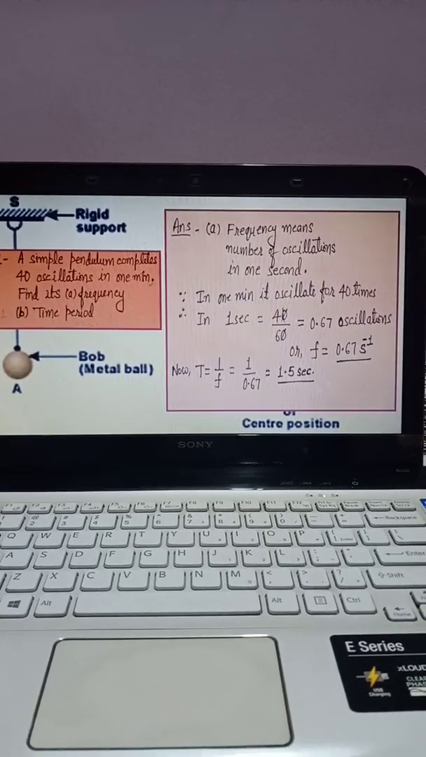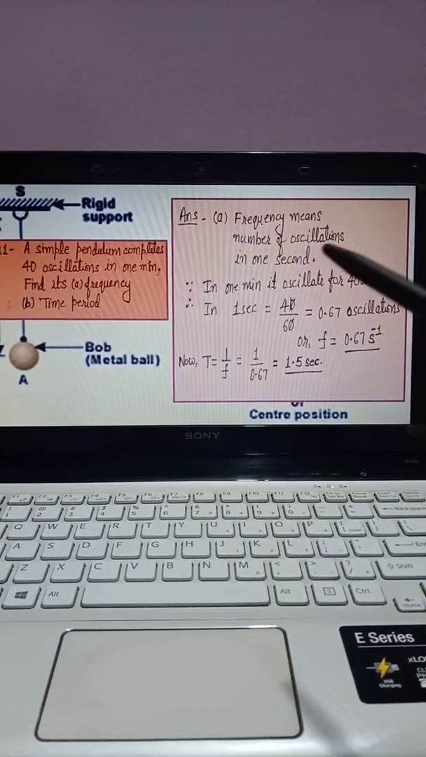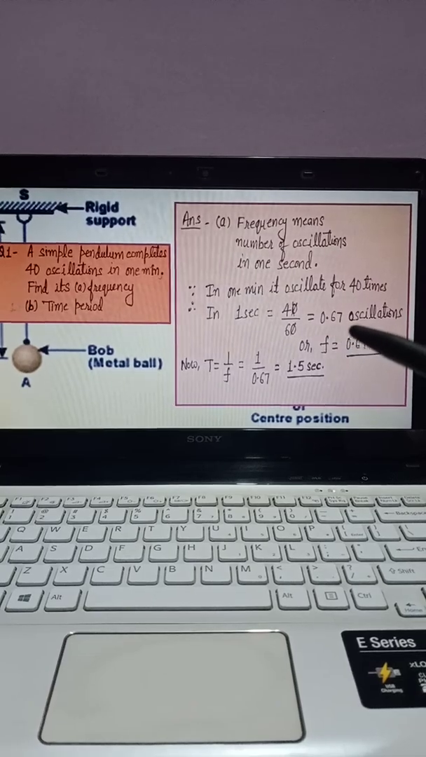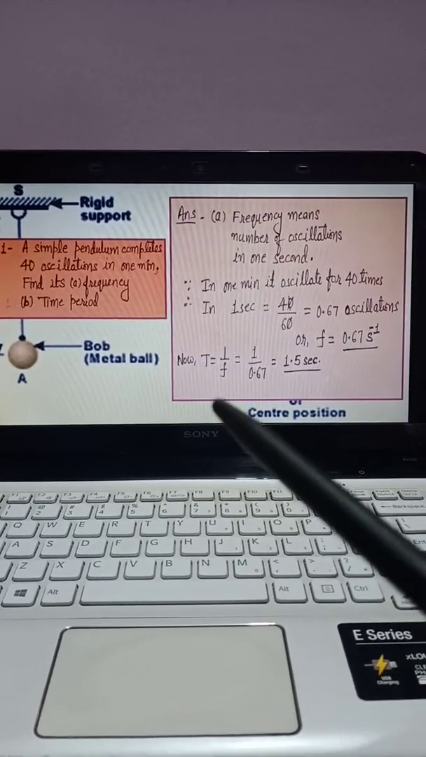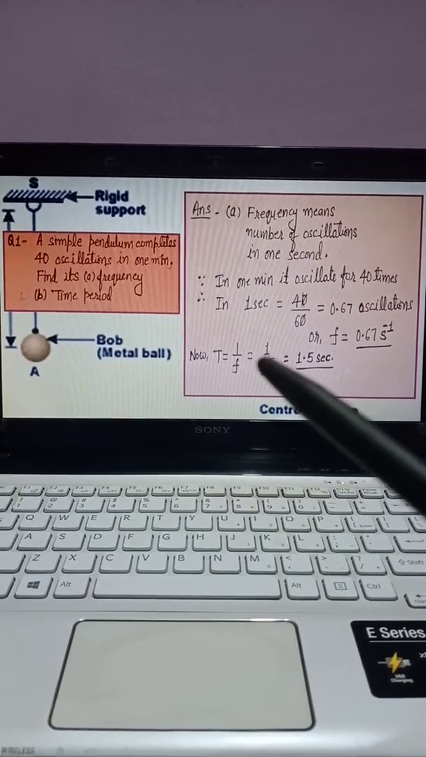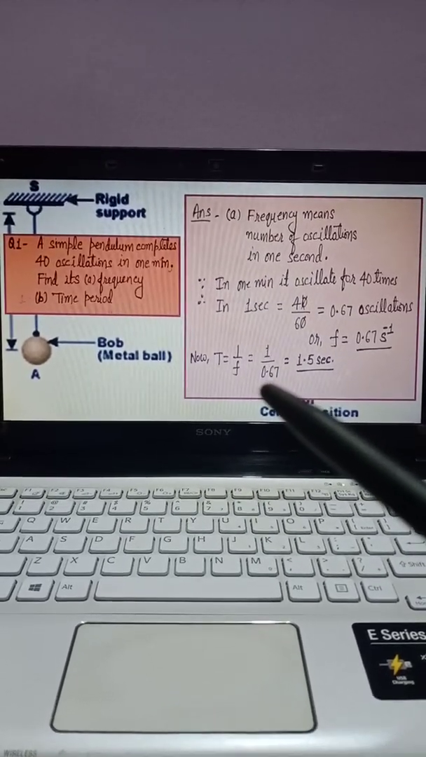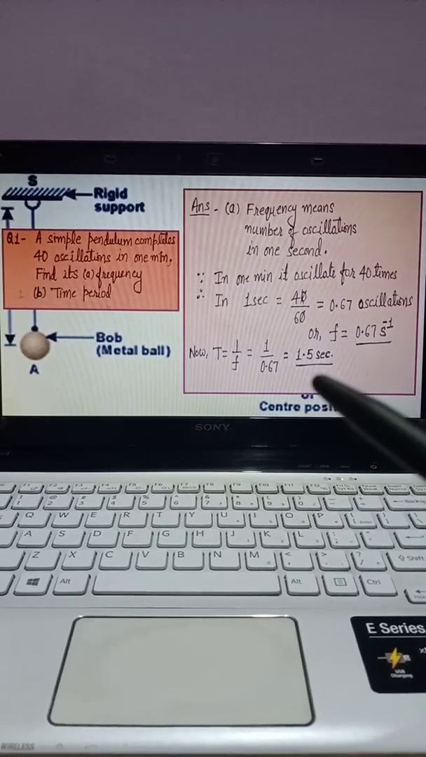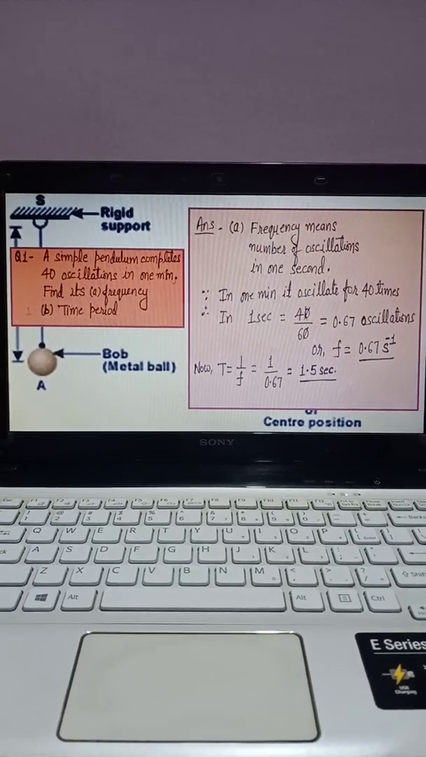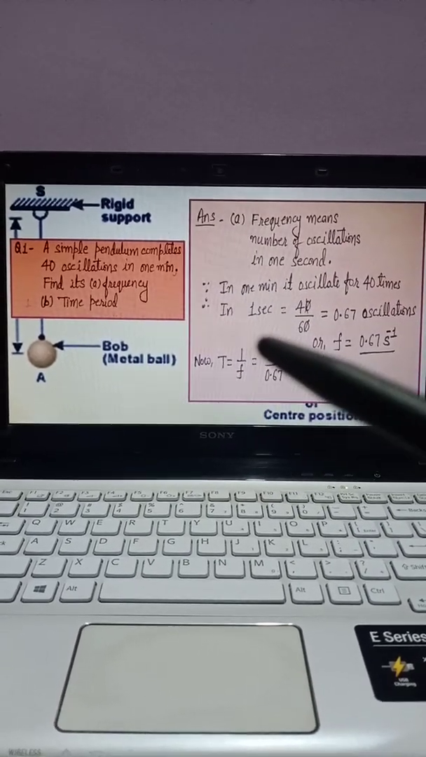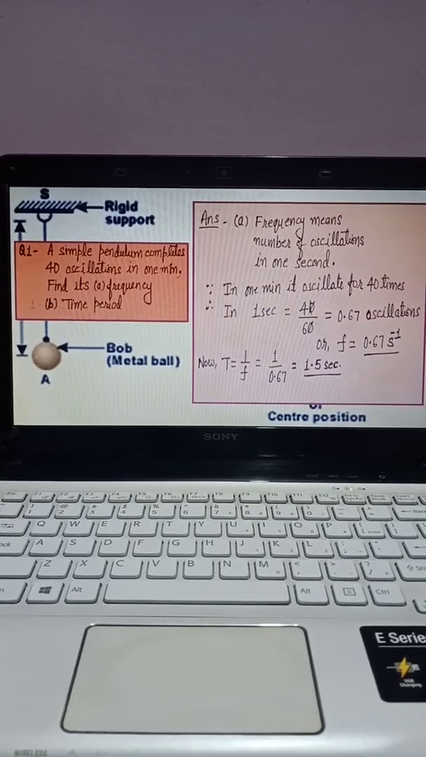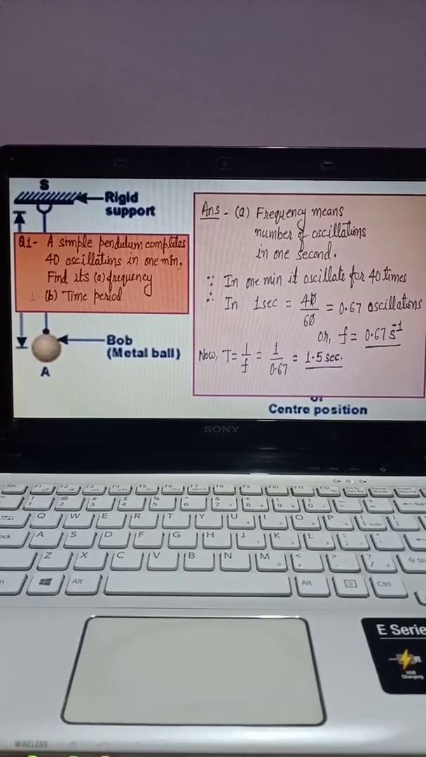To find the oscillations in 1 second we divide 40 by 60 and we get 0.67 oscillations. Now with the help of the formula, time period is equal to 1 by f, so 1 by 0.67, we get the time period as 1.5 seconds. So with the help of the formula T is equal to 1 by f, or f is equal to 1 by T, we can find the time period or frequency of a simple pendulum.